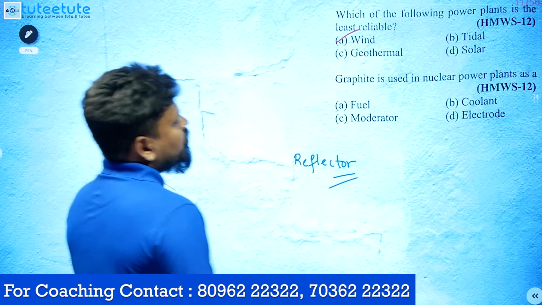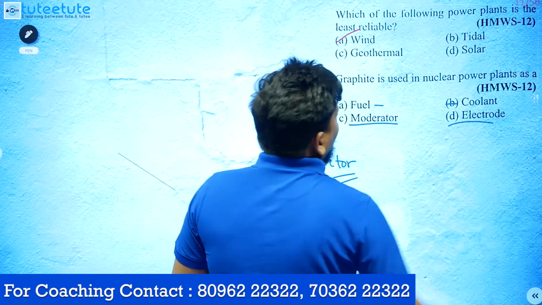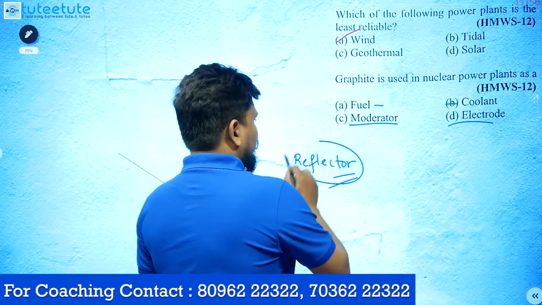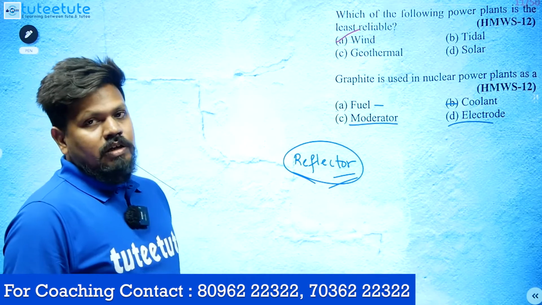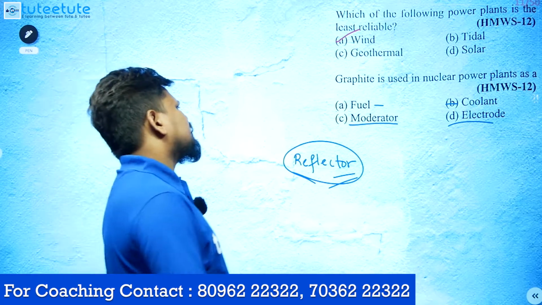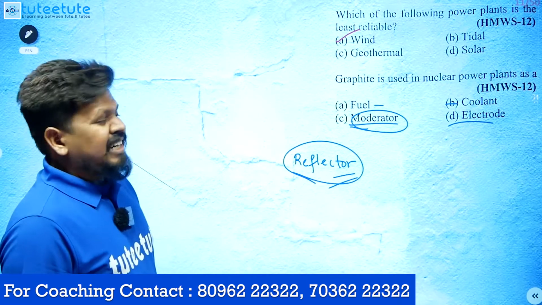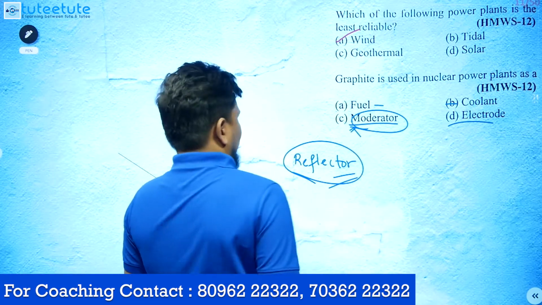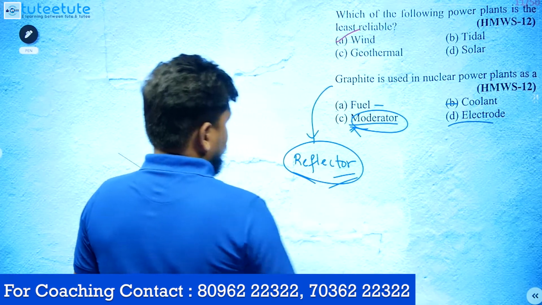Generally they have given fuel, coolant, moderator, electrode. So the answer for this question is reflector. And generally we can use graphite as the moderator also, but we can't use it as the fuel. Understanding, right? In some textbooks they have mentioned it like this, but generally graphite is used as a reflector.